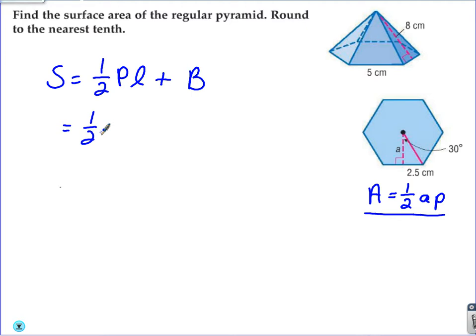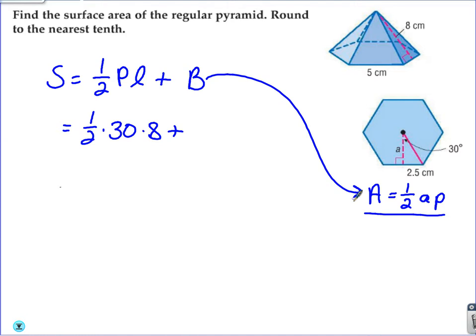1/2 times the perimeter of the base. Well, that part's easy, isn't it? The perimeter of the base has 6 sides, all 6 sides are 5, so that'd be 30, times the slant height, which is 8. I think that's 120. Now we've got to tack on big B, which is actually big A right now, the area of the base.